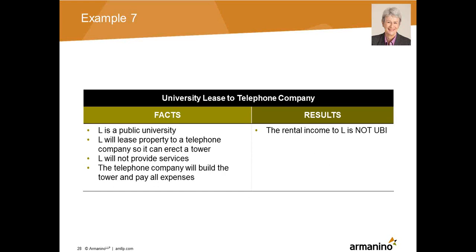So now we have L. L is a public university, and it's going to lease property to a telephone company, and the telephone company is going to erect a tower. L will not provide any services, and the telephone company builds the tower and pays all the expenses. Our result here is that the rental income to L is not unrelated business income because all L is doing is leasing property.